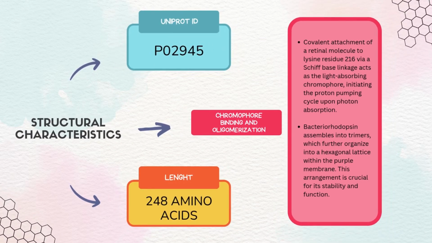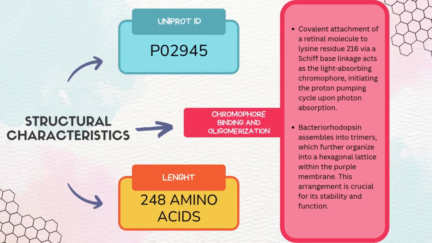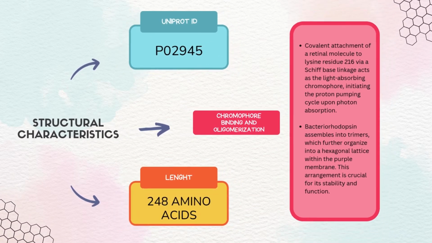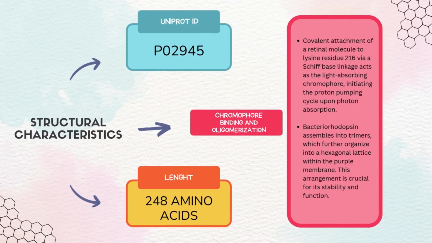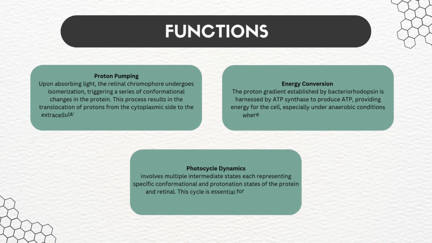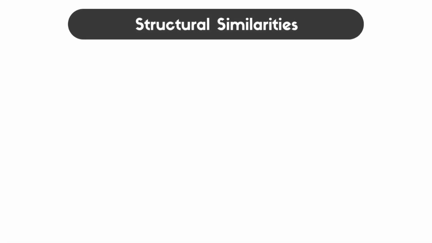P02945, which consists of 248 amino acids featuring 7 transmembrane alpha helices, which form a compact structure that spans the lipid bilayer. These proteins are important in proton pumping, energy conversion, and also photocycle dynamics.